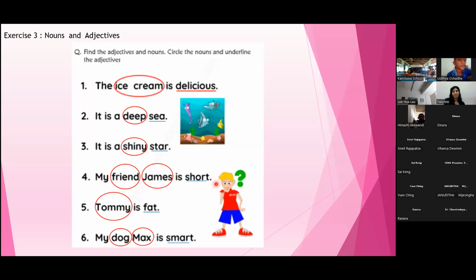Fat. Yes, you can say that. My friend James is short and fat. So you see, you have 2 adjectives in a sentence to make it interesting. Okay. Right.